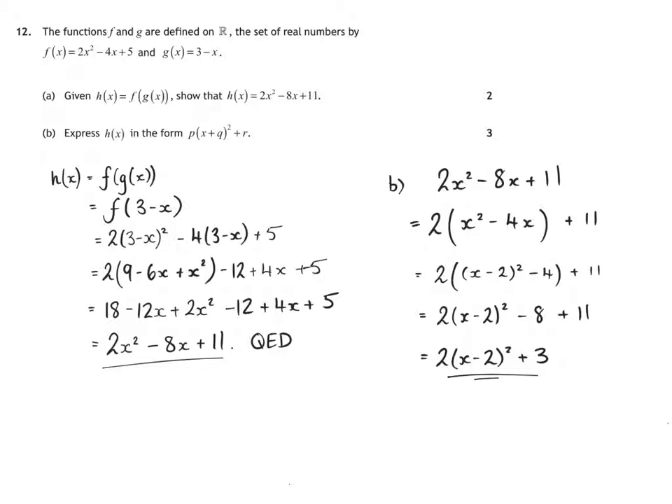Done. Okay, so your marks here are, you're going to get 1 mark for interpreting the notation, so for substituting correctly here, and 1 for getting this second last line, which leads you to showing that answer correctly. Okay, for part B, you get 1 for taking that 2 out as a common factor from the first 2 terms, 1 for knowing to complete the square or starting to complete the square, and 1 for your final answer.